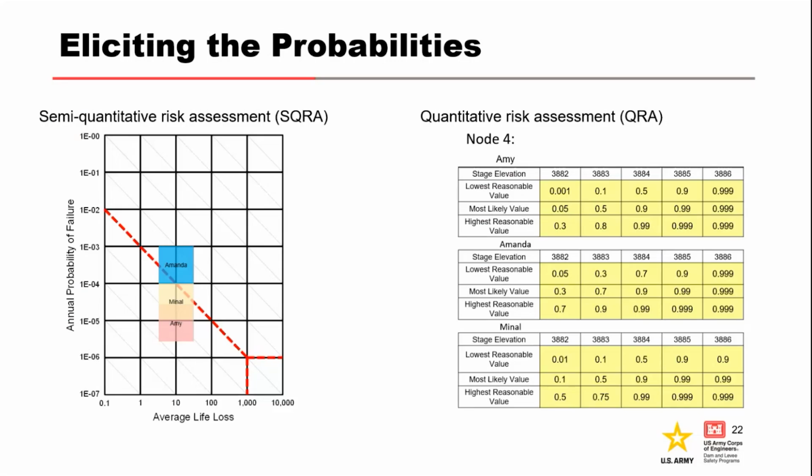For quantitative risk assessment, it's a little bit different. In general, we're going to evaluate each node independently as we go, starting with node 1 and progressing through. You're going to be evaluating multiple stages concurrently. You're also going to be providing what you believe to be your lowest reasonable value, your most likely value, and your highest reasonable value.